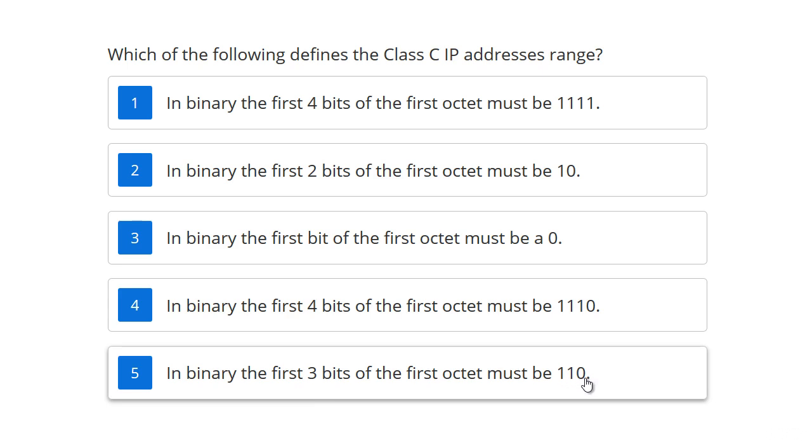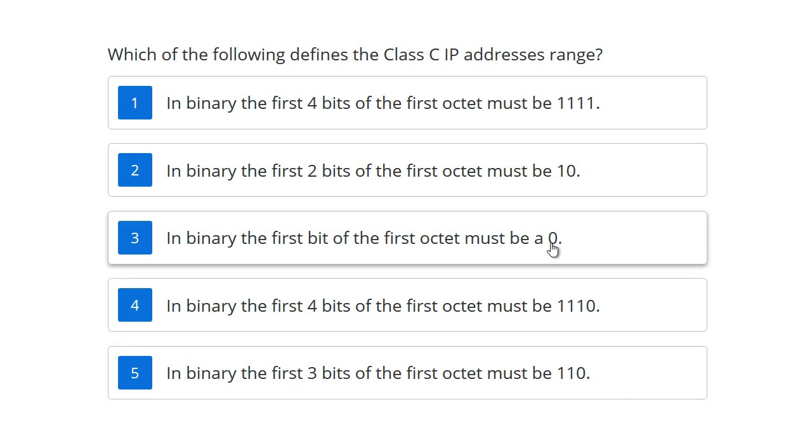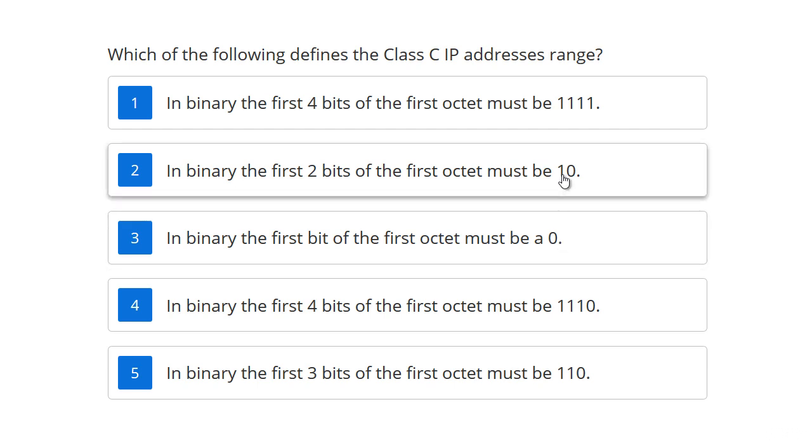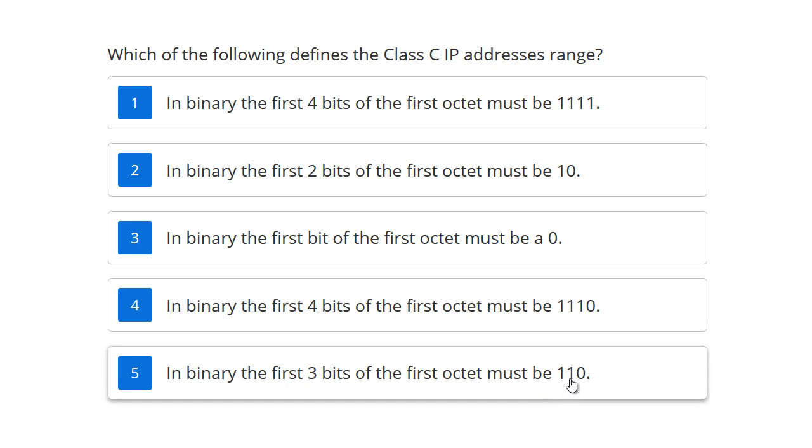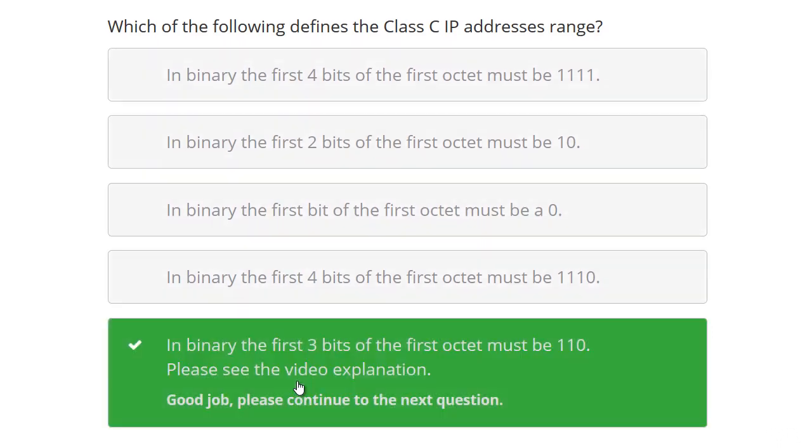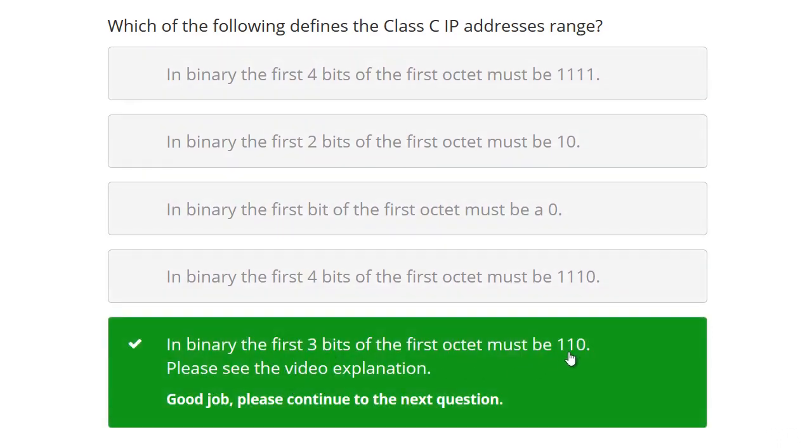Now, there's a pattern here that you can pick up on. For class A, the first bit is 0. For class B, it's 10. For class C, it's 110. Can you figure out what class D should be? Well, that's the next question. Class C is the first 3 bits should be 110.